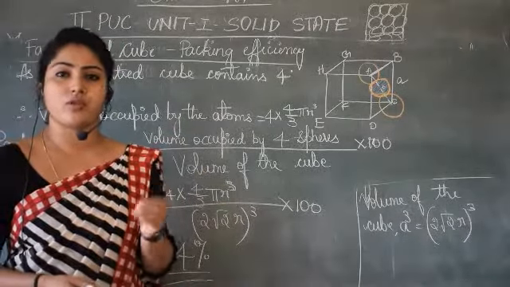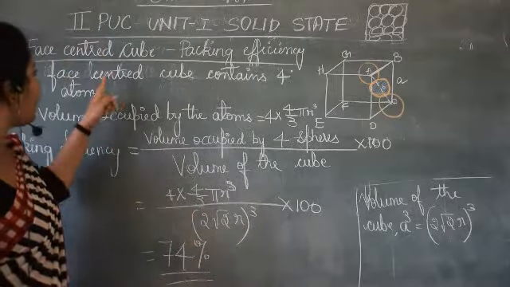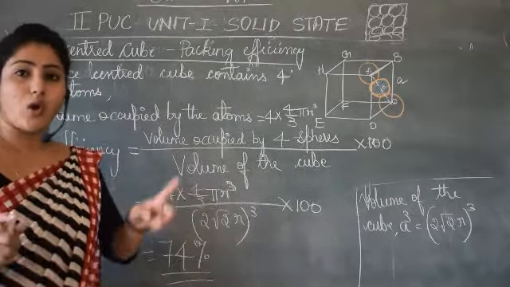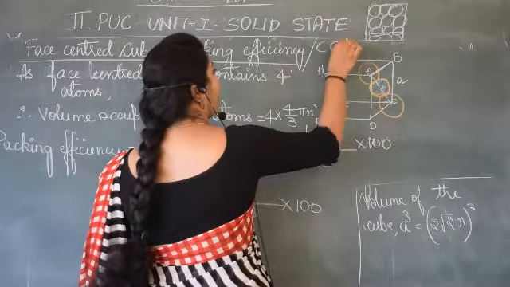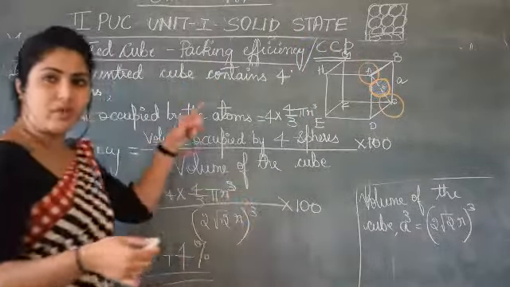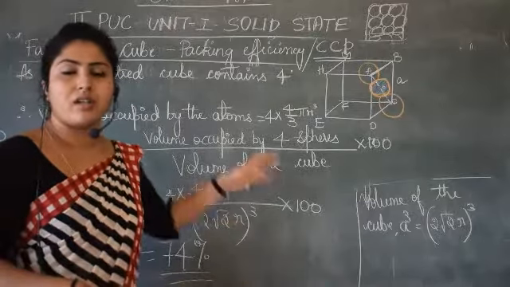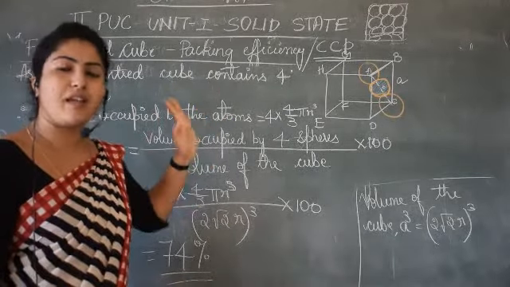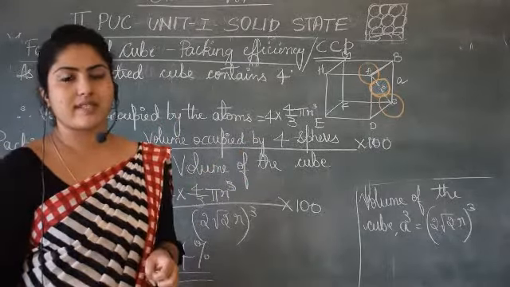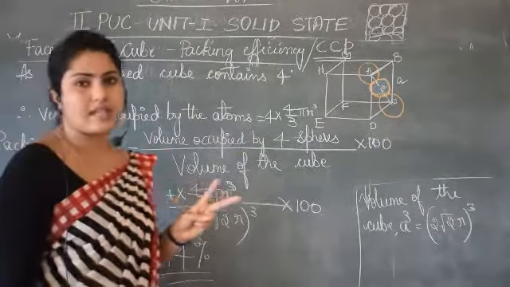One more point to be noted: if they ask you face centered cubic close packing, or sometimes they also ask CCP, cubic close packing arrangement, it is the same. You will have to write the same derivation as that for face centered cube. FCC, CCP, same kind of packing efficiency is observed, therefore you will have to write the same derivation.